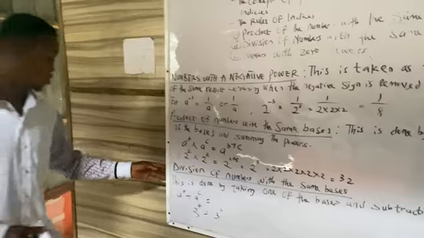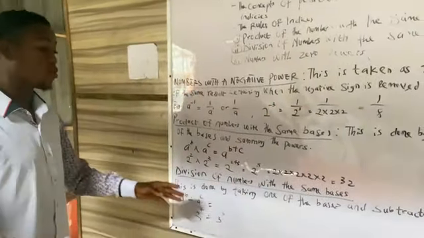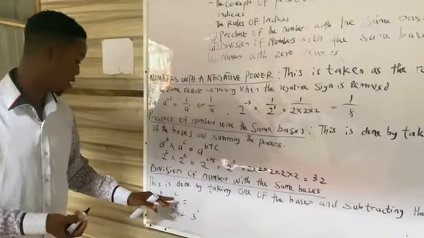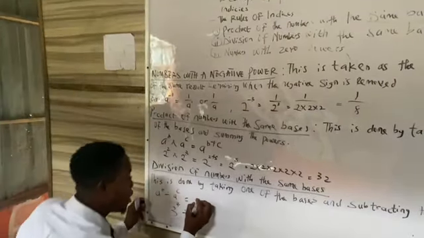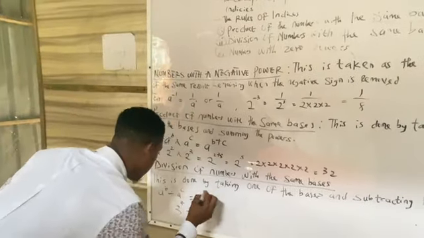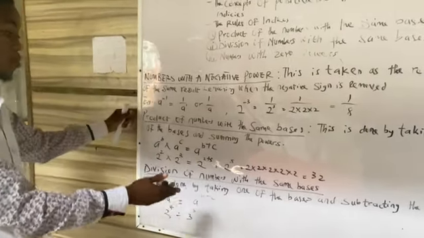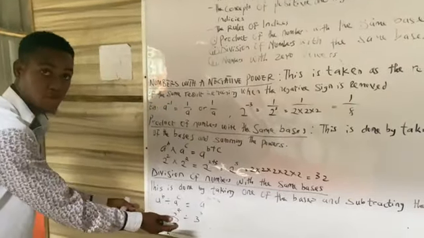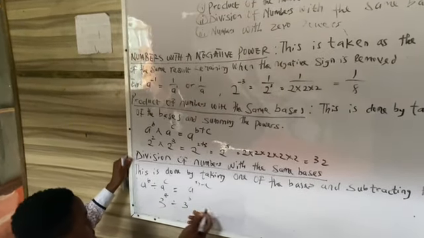So the last one we're going to touch on is division of numbers with the same basis. This is done by taking one of the bases and subtracting the powers. Example like a power b divided by a power c, which is equal to a power b minus c. You understand? Like I said, division of numbers with the same basis is done by taking one of the bases and subtracting the powers. So we just choose between these two, since they have the same basis, which is a power b minus c. You understand? That's how we solve this one.